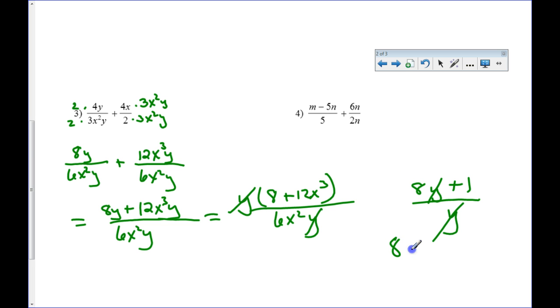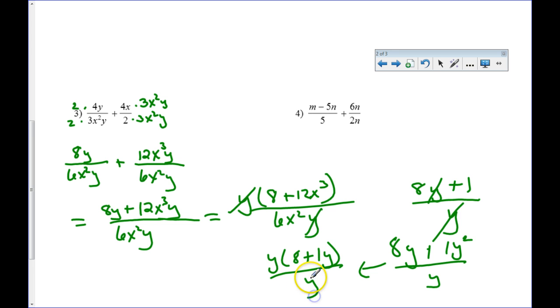If it was 8y plus 1y squared over y, you could factor out a y on the top, right? It would be 8 plus 1y over y. These would cancel, and then I would be just left with that. But just make sure you're not doing the other thing. I see this happen way too often.